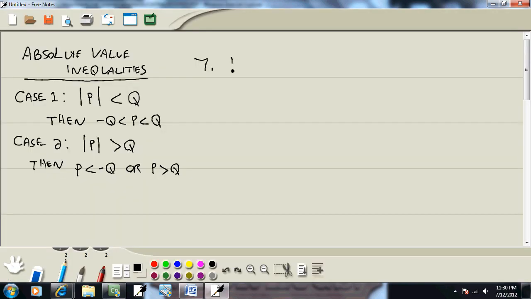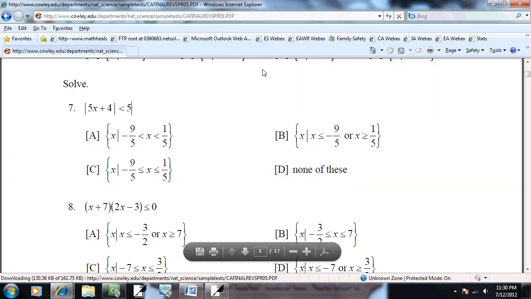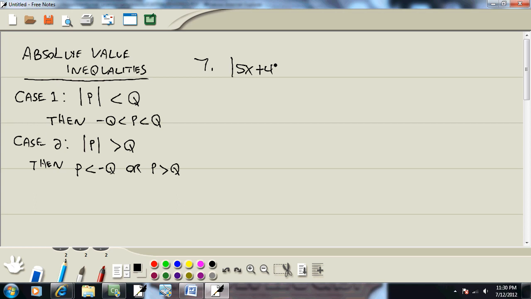We got absolute value of 5x plus 4 is less than 5. Now the absolute value has to be on the left side, and it has to be by itself. We can't have any numbers in front of it, any numbers after it. Well, in this particular problem, the absolute value is on the left side, and there's no numbers in front of it, and no numbers after it. Now, if I look at this, it has a less than, which matches case 1. Now, what's inside the absolute value is our P, and the other side is our Q.